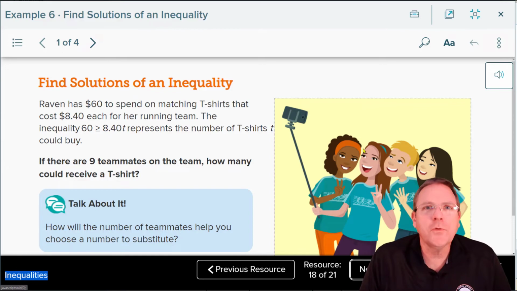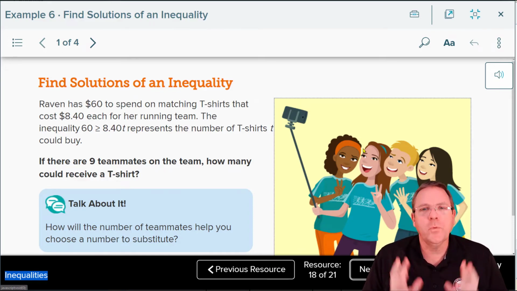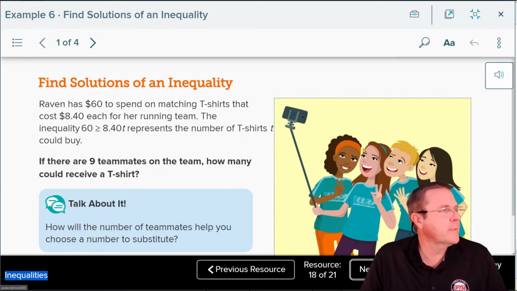Example 6 gives us one of those glorious word problems that we just love to work. I know you guys just lay awake at night trying to come up with new word problems to use in math. This one says Raven has $60 to spend on t-shirts that cost $8.40 each for her running team. The inequality 60 is greater than or equal to $8.40 represents the number of t-shirts that she could buy.